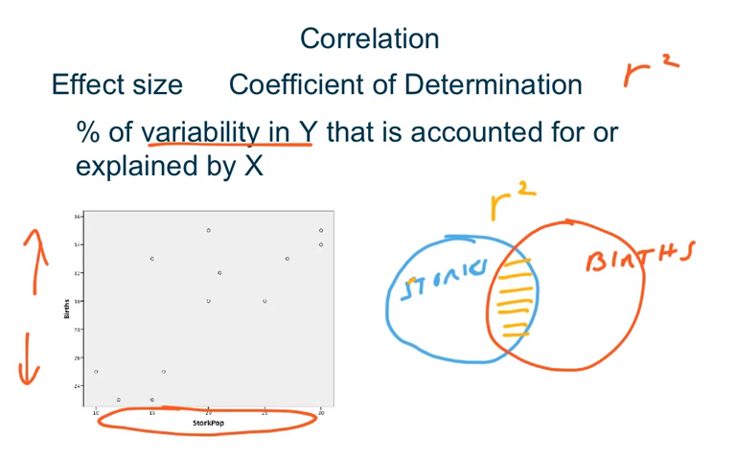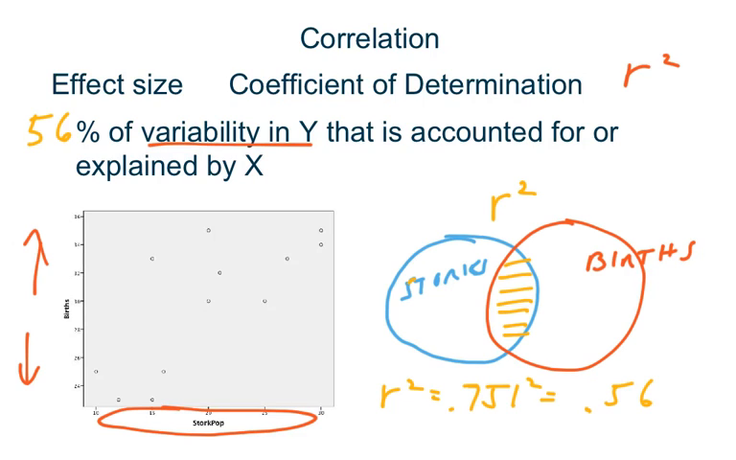0.751 squared, which equals 0.56, that is now just a percent. We know that 56% of the variability in the number of births in an area is accounted for or explained by the number of storks in that area. So that's what the coefficient of determination tells us.